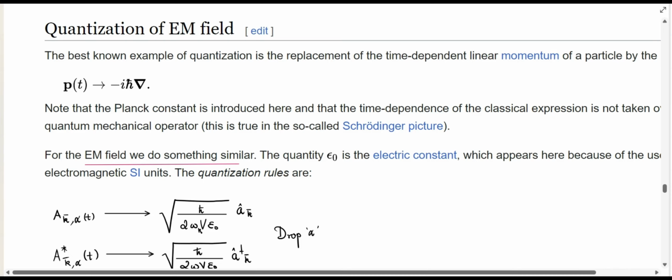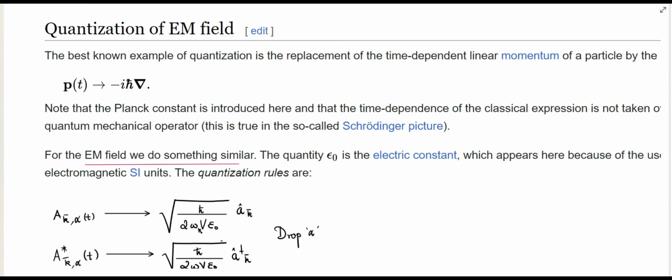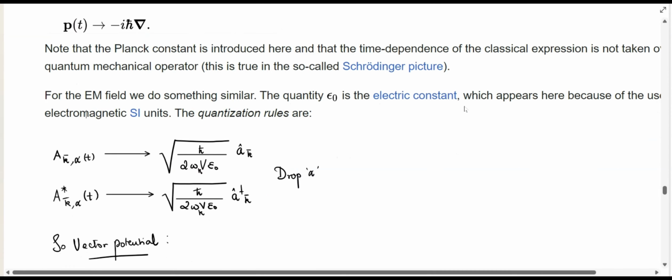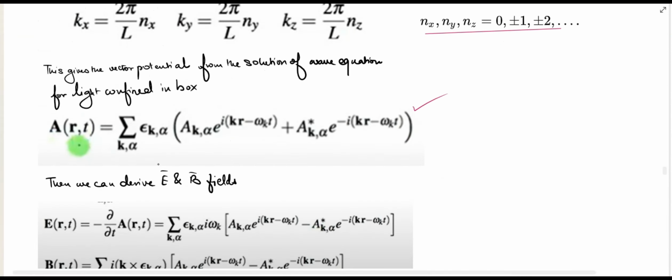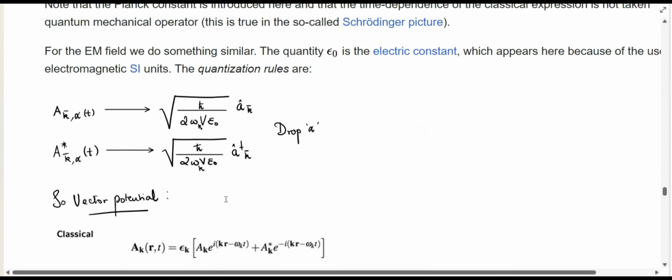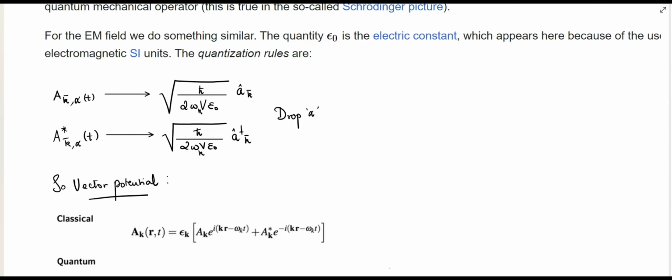Quantize the electromagnetic field. Now the best example of quantization is the replacement of the time-dependent linear momentum of a particle by the operator form as given on the right hand side. For the electromagnetic field, we will do something similar. The magnetic vector potential complex amplitudes A and A star, these things here, we will replace them by operators A cap and A cap dagger.